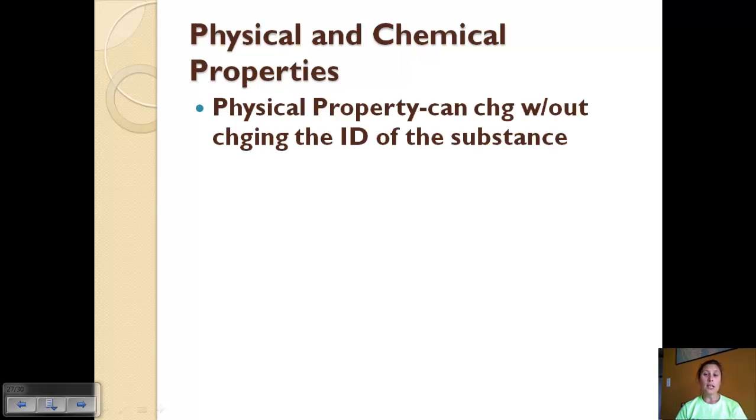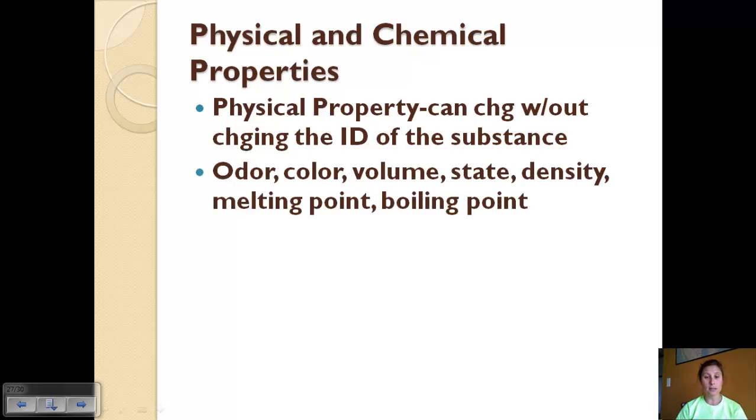So a physical property is one that you can change without changing the identity of the substance. So for example, odor, color. Now don't think about coloring your hair, that's not what we're talking about here. Volume you could change without changing the identity. You have a glass of water, you pour some out, and you have less, but it's still water. The state of matter, melting an ice cube. The density, melting point, and boiling point are all examples of a physical property.